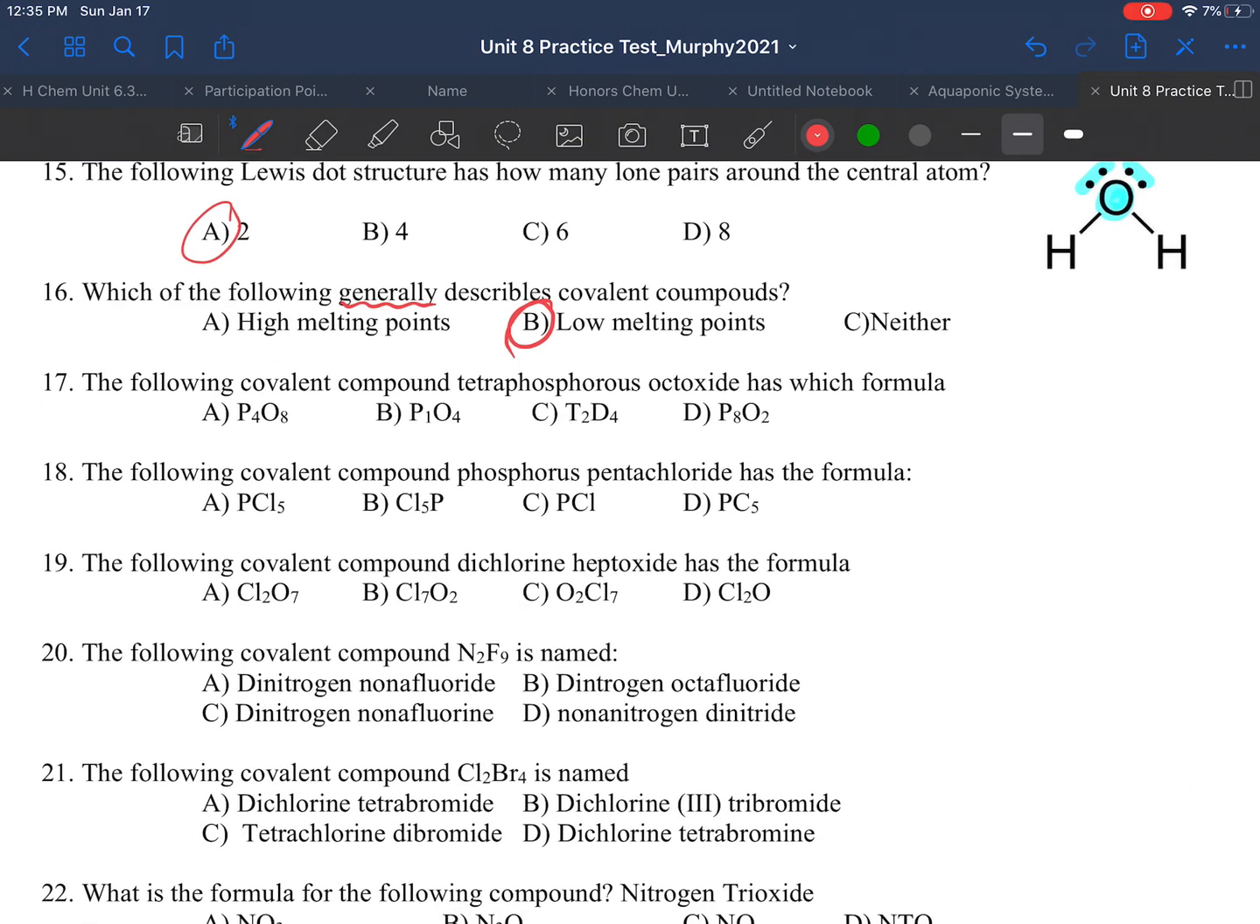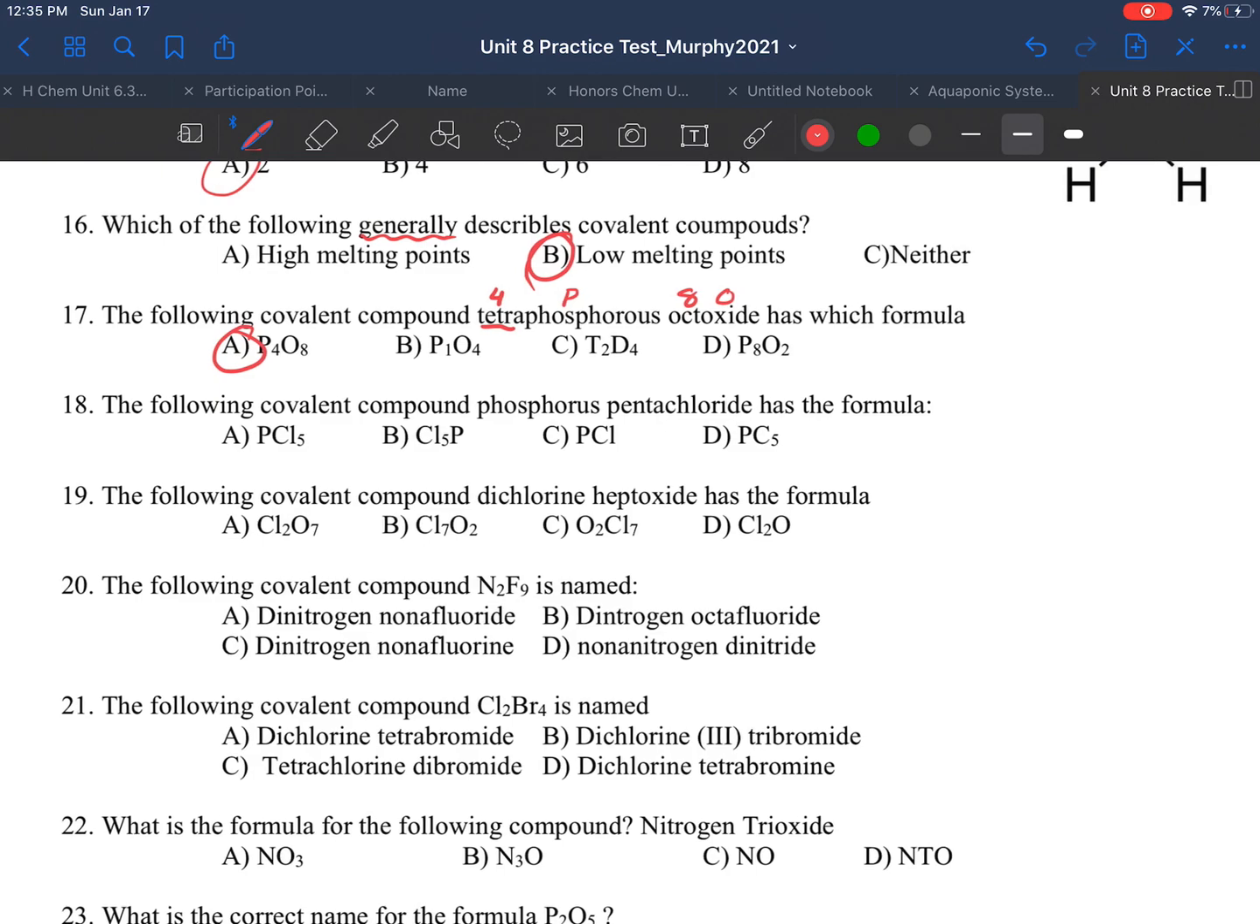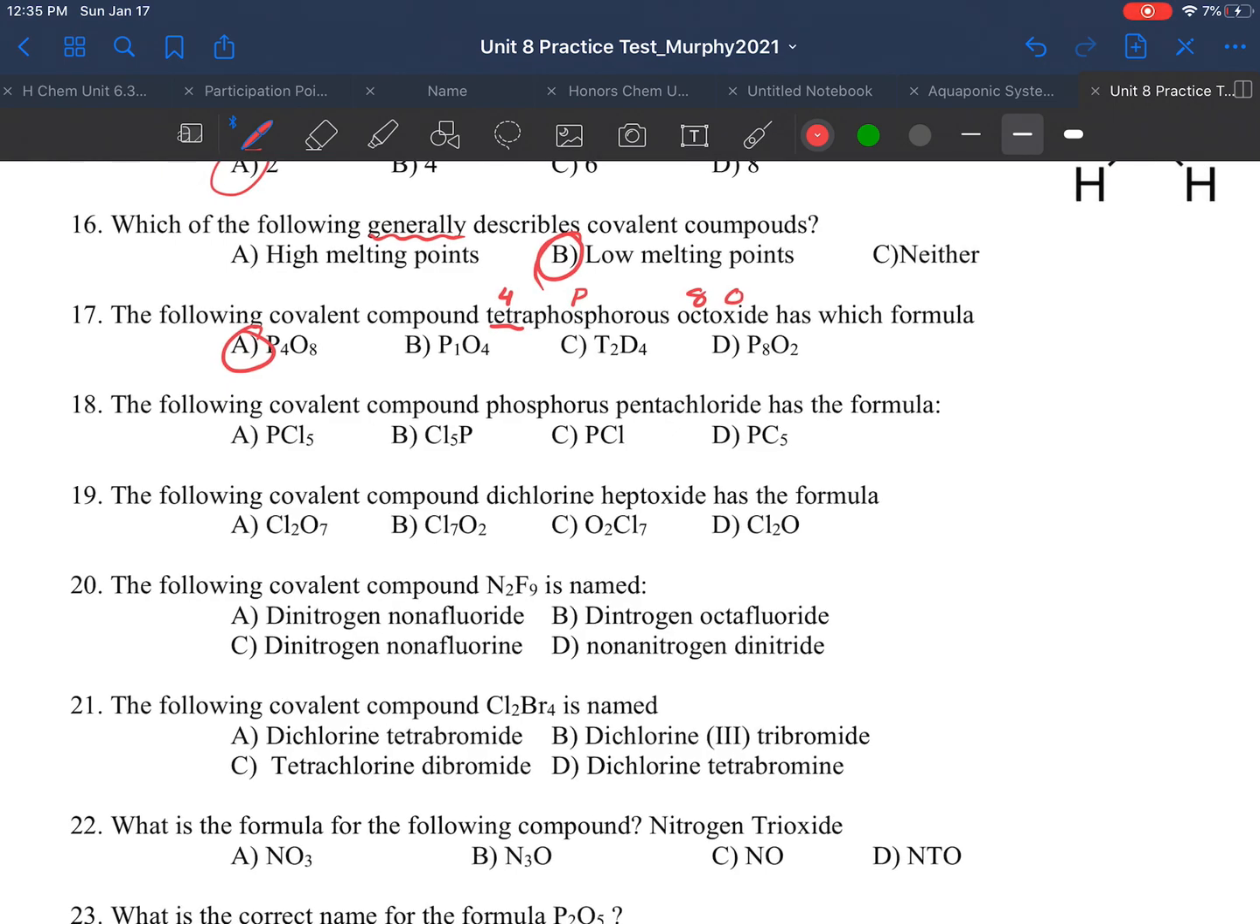The following covalent compound, tetraphosphorus octoxide, has which formula? So we have to remember that tetra is 4, and then we're looking for phosphorus, so it has the symbol P. Oct has 8, and oxide is oxygen. So we're looking for P4O8, which is A.